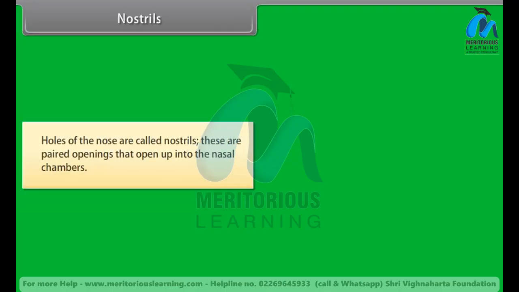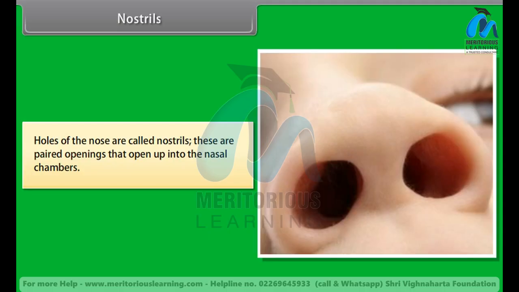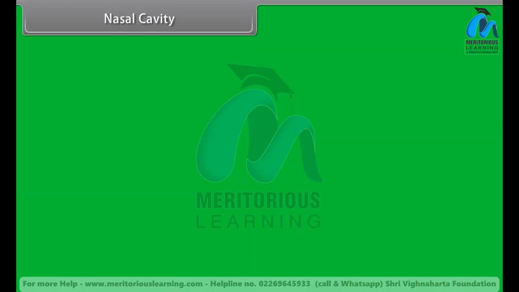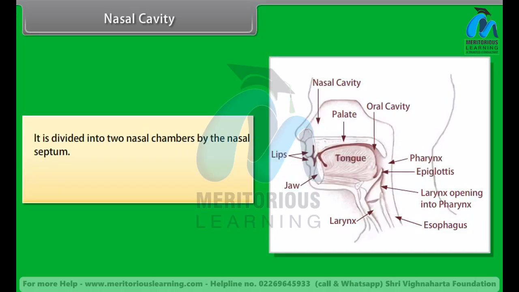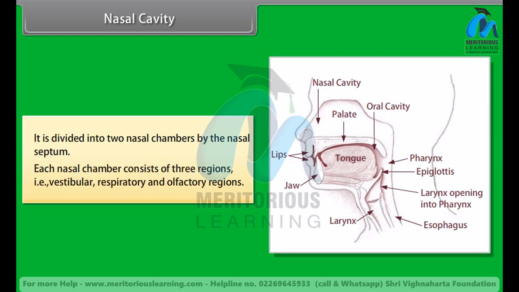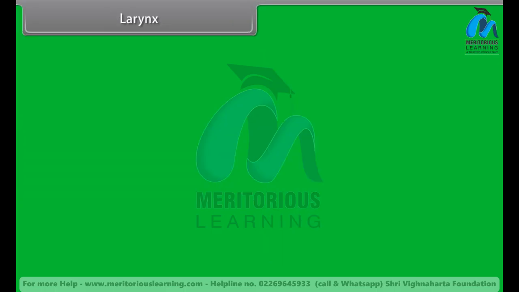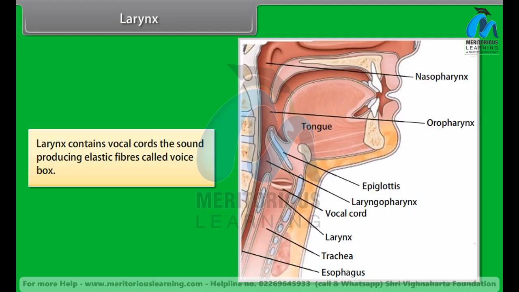Nostrils. Holes of the nose are called nostrils. These are paired openings that open up into the nasal chambers. Nasal cavity. It is divided into two nasal chambers by the nasal septum. Each nasal chamber consists of three regions, that is, vestibular, respiratory, and olfactory regions. Larynx. Larynx contains vocal cords, the sound-producing elastic fibers, called the voice box.